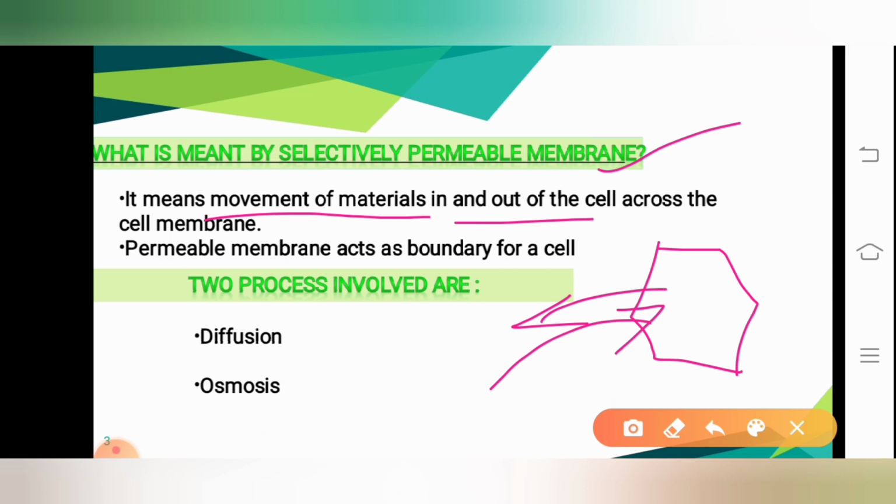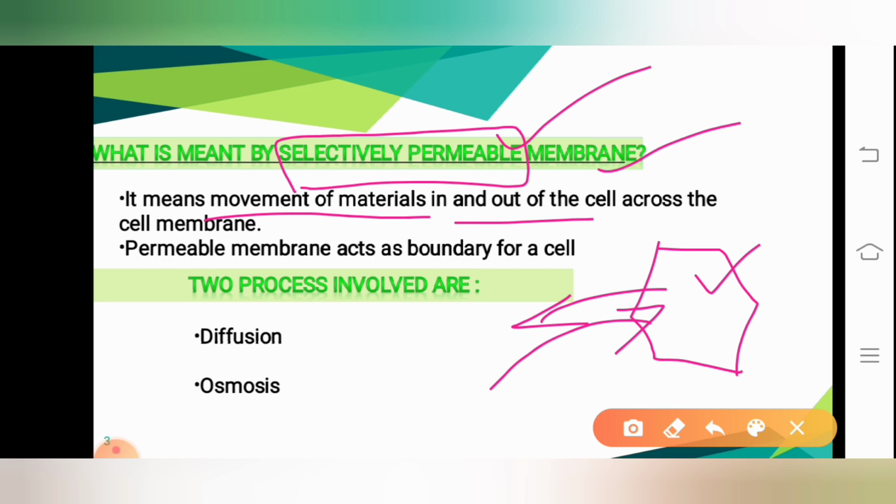And when I say selectively permeable membrane, you may also have a question: what is meant by selectively permeable? The membrane is the one which we have understood. It is a boundary, it allows the movement of materials. All those things you have understood. Why do we call it selectively permeable then?